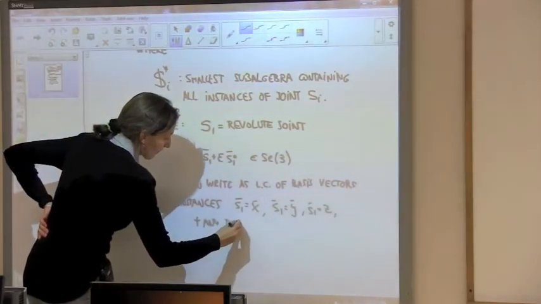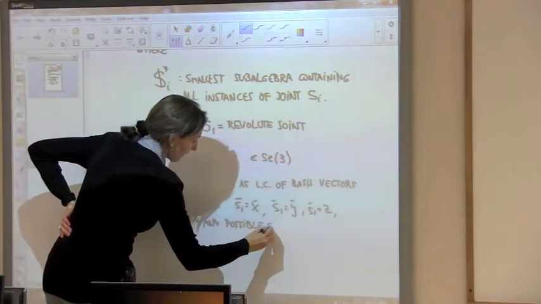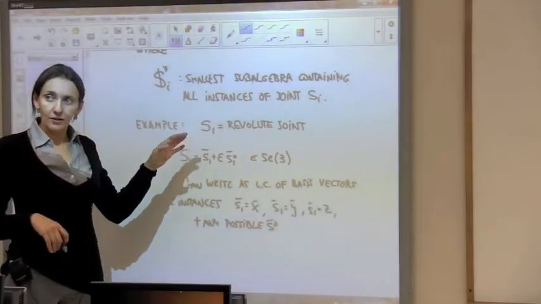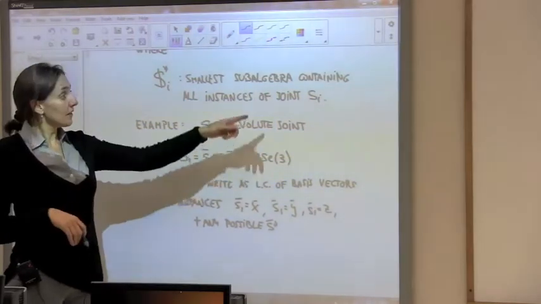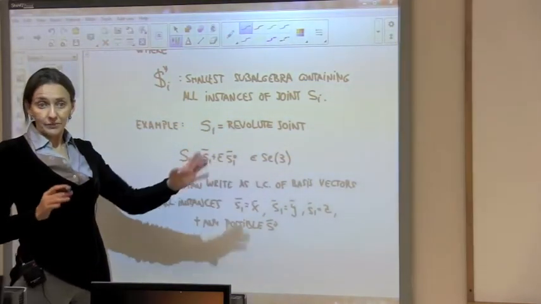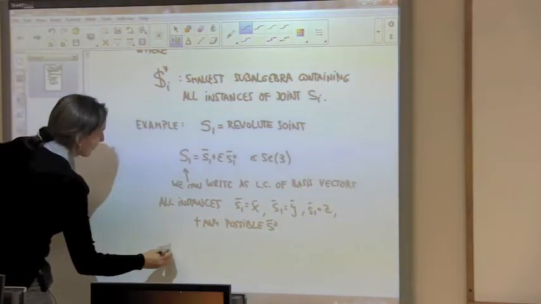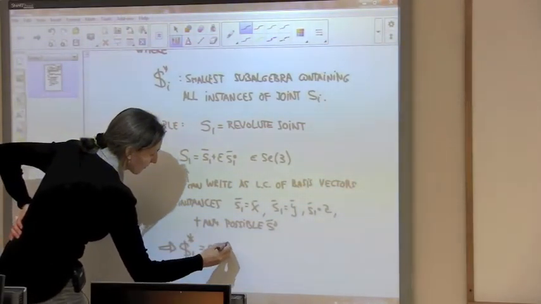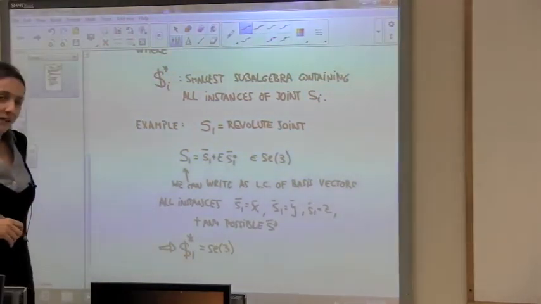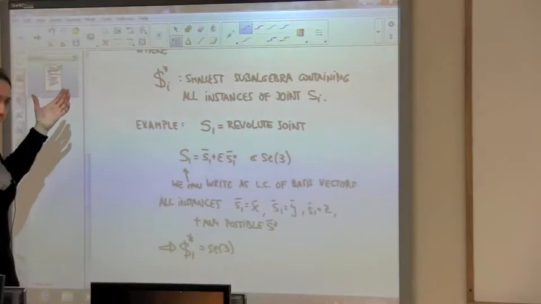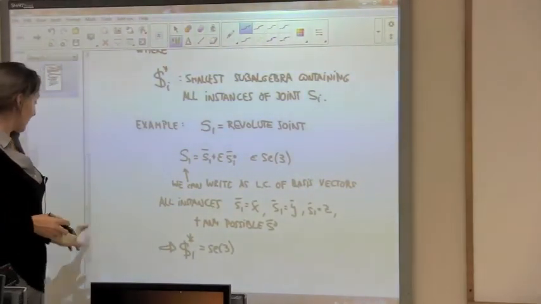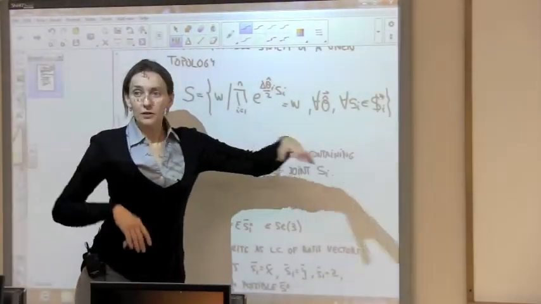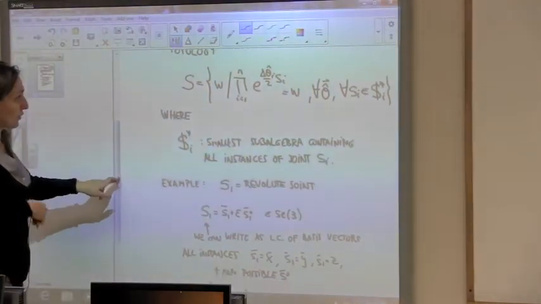Any possible S0. Which means that the smallest subalgebra containing a simple revolute joint, or all possible instances of a single revolute joint, is the whole Lie algebra, okay? S1 asterisk is equal to SE3. In design, because everything is unknown, you get this kind of thing. So actually, your workspace here has an axis that can be anywhere in the whole SE3, okay? And then you have the product of those.